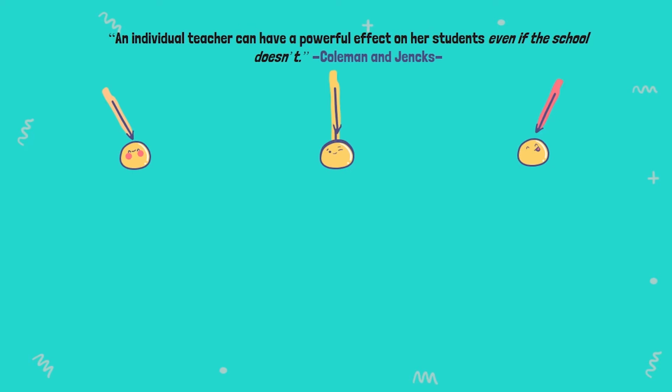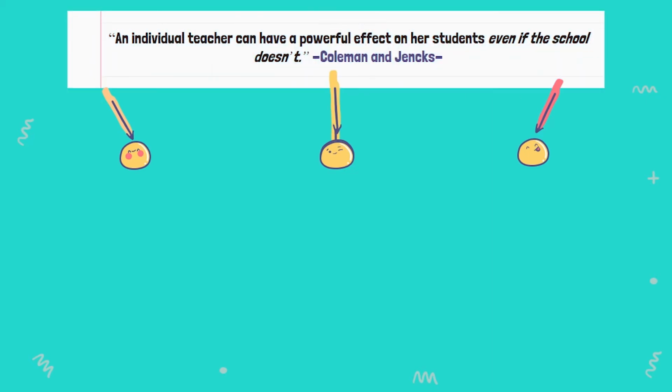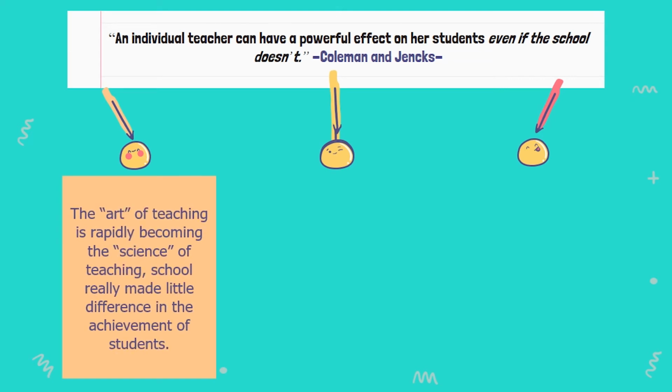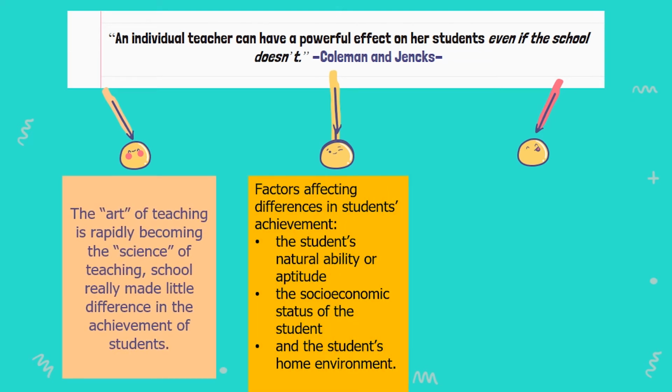After we talk about learning strategies, let's talk about 9 high-yield instructional strategies by Marzano and friends. But before we discuss further, take a look at this statement. An individual teacher can have a powerful effect on her students even if the school doesn't. Do you agree with this statement? What do you think? Written in Marzano and Friends' book entitled Classroom Instruction That Works, school made little difference in the achievement of students. Kalman and his colleagues concluded that factors affecting the differences in student achievement are the student's attitude, socioeconomic status, and home environment.